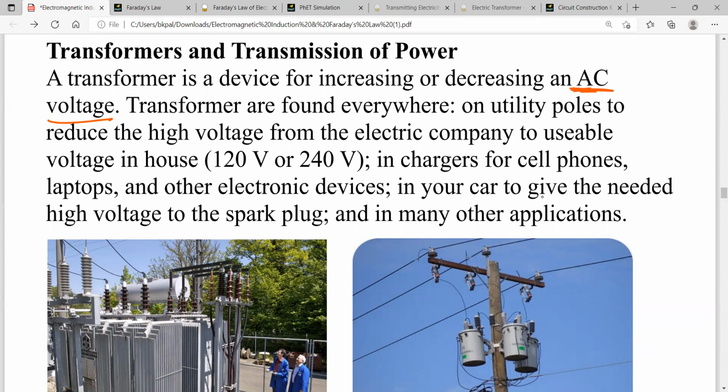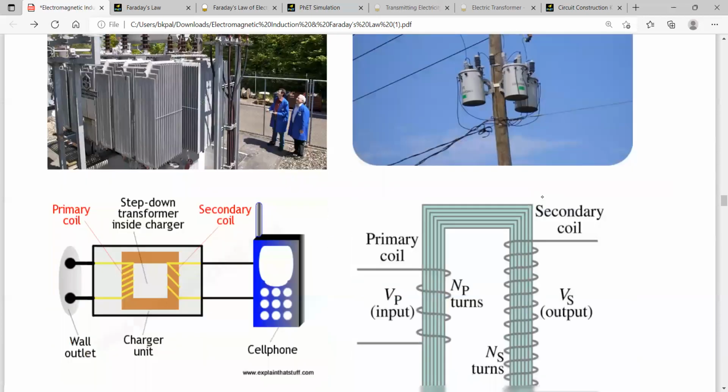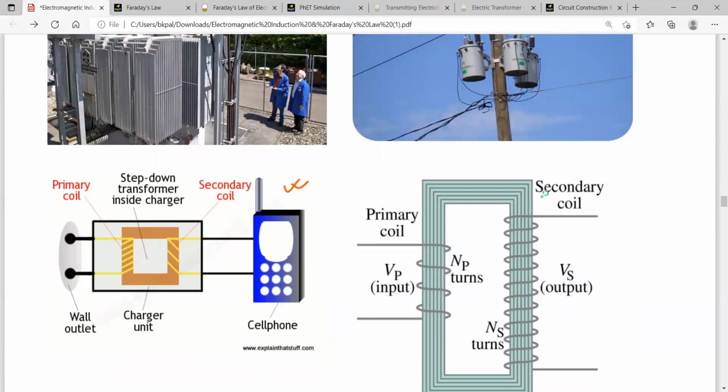For example, our household power outlet gives us 120 volts, and to charge a mobile phone, we need on the order of 10 volts. So 120 volts is too much for a mobile phone. If you connect it directly, it will burn. So we need to reduce the voltage, and to do that we use a transformer. In this example, this is a transformer. We connect the transformer with the power outlet, and the other side is connected to the mobile phone.